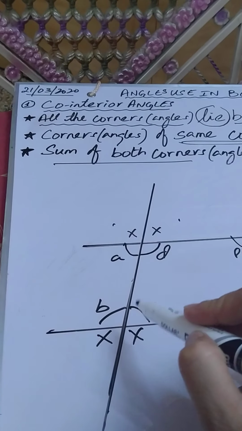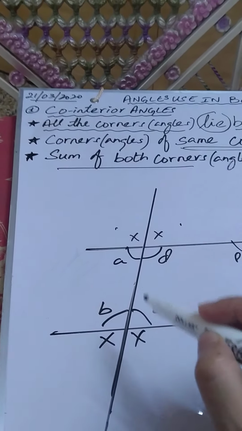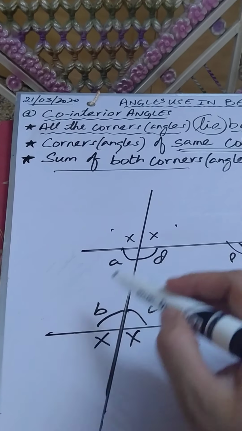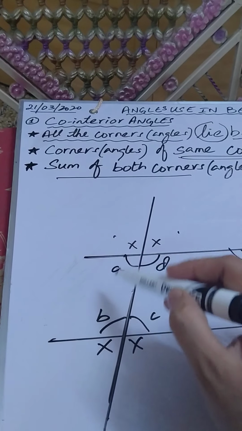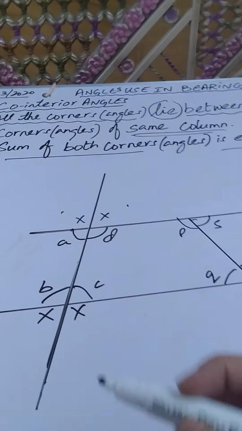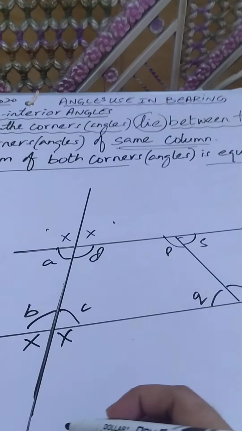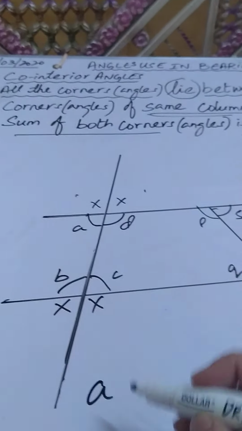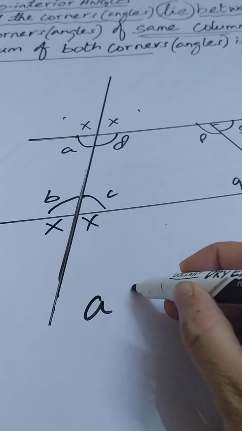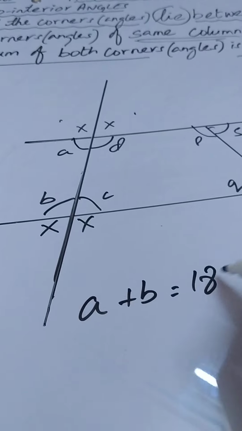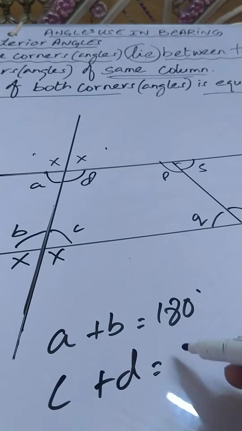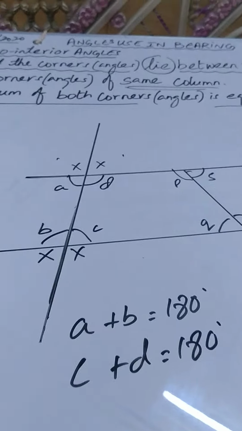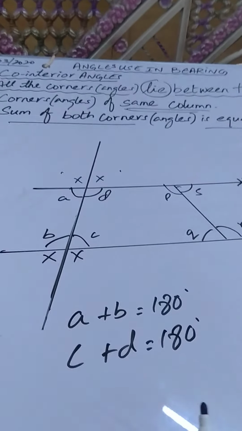So the co-interior angles this transversal gave us: all the corners lie between two parallel lines, corners of same column. So A and B are in the same column, C and D are in the same column. Then sum of both corners. So guys look here, A plus B is equal to 180 degrees. This is called co-interior. In the same way guys, C plus D is equal to 180 degrees. So these are called co-interior angles.